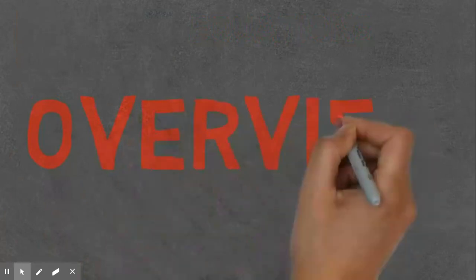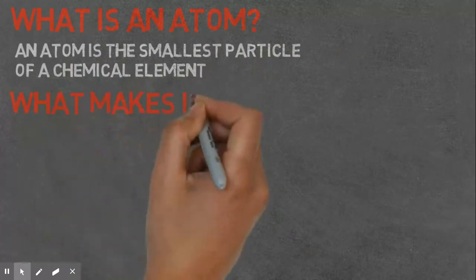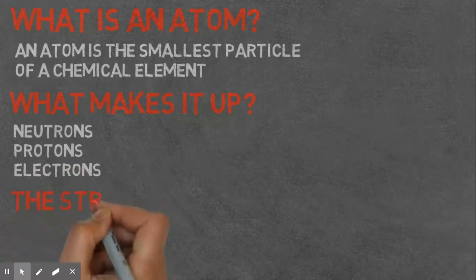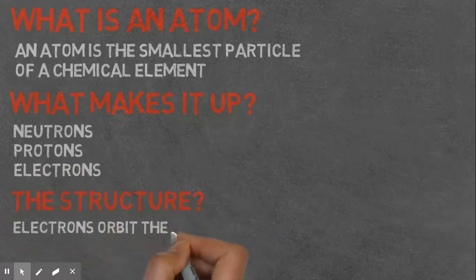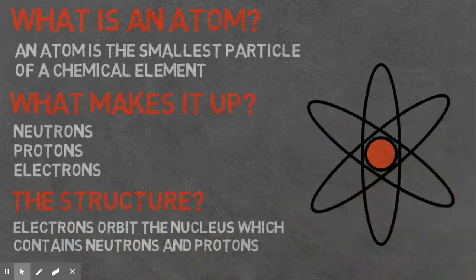An overview to ensure you're all listening. An atom is the smallest particle of a chemical element. It is made up of 3 smaller particles: neutrons, protons, and electrons. These form the atom's structure. In the structure, the electrons orbit around the center of the atom, known as the nucleus, which contains the neutrons and protons. Each particle has 2 properties, a mass and a charge. Protons have 1 for their mass and a positive charge. Neutrons have 1 for their mass and a 0 charge, so they're neutral. Electrons have almost 0 mass and a negative charge.